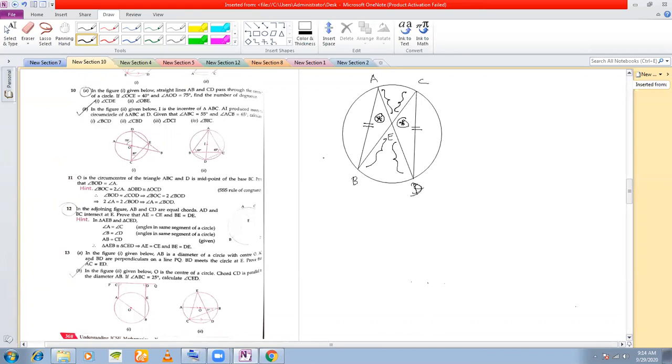And how are these two congruent? First, AB is equal to CD, definitely. Next, these two angles are equal. Why are they equal? Because they are angles on the same segment. If you join BD here with the help of a dotted line, BD divides the circle into two segments: this minor segment and the other segment. These two red angles lie in the major segment, right? So therefore they must be equal.